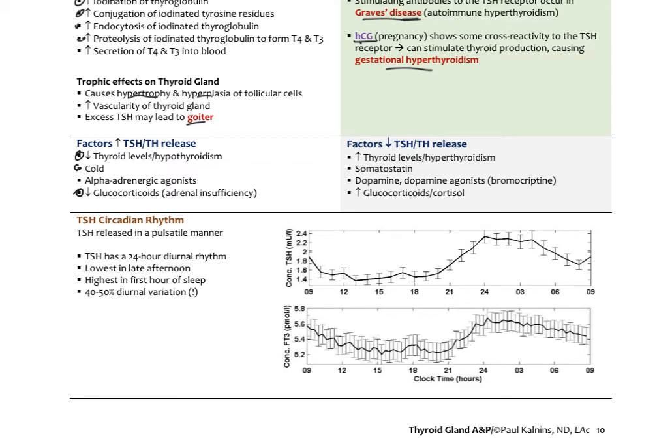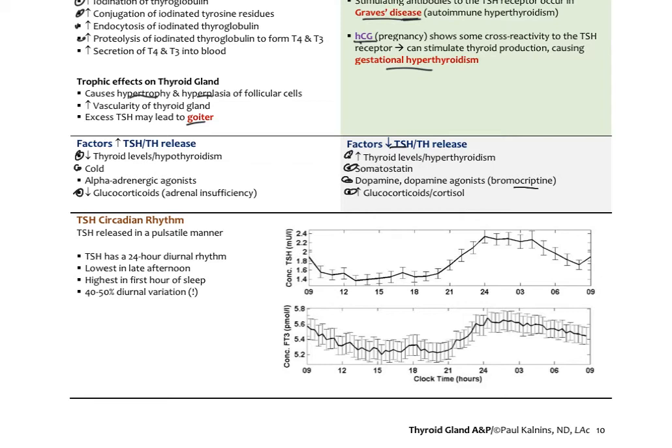There are factors that decrease TSH release, and that would be obviously hyperthyroidism, increased thyroid levels. Somatostatin, which you probably remember is a major inhibitory neuropeptide. We'll see it also inhibits insulin and glucagon. It inhibits growth hormone. In fact, its first name was growth hormone inhibiting factor, but it also decreases TSH. Dopamine and dopamine agonists like bromocriptine, they all will, of course, decrease prolactin, but they also decrease TSH. And increased glucocorticoids, cortisol, will downregulate TSH and thyroid. So again, that kind of balance act there.